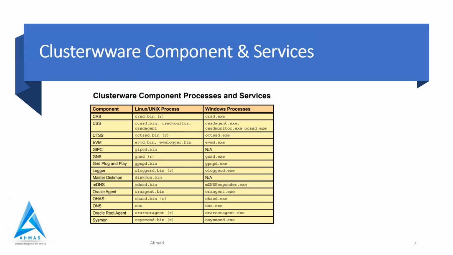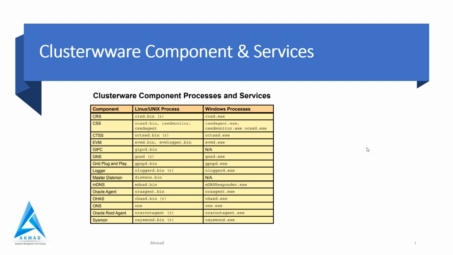For GNS, we have gnsd, that is root. For grid plug and play, we have gpnpd.bin. For logger, we have the ologger.bin process, owner is root. For diskmon, we have diskmon.bin. For MDNS, we have mdnsd.bin.